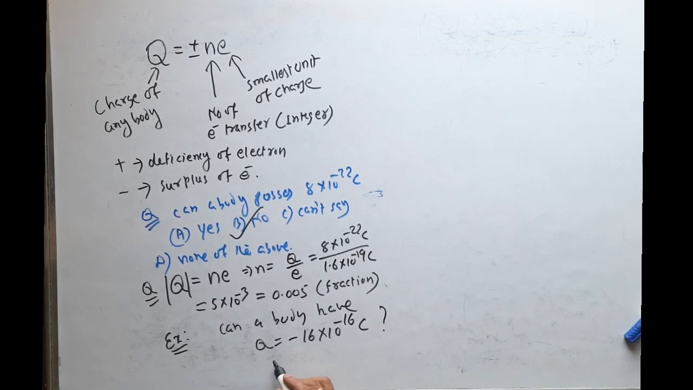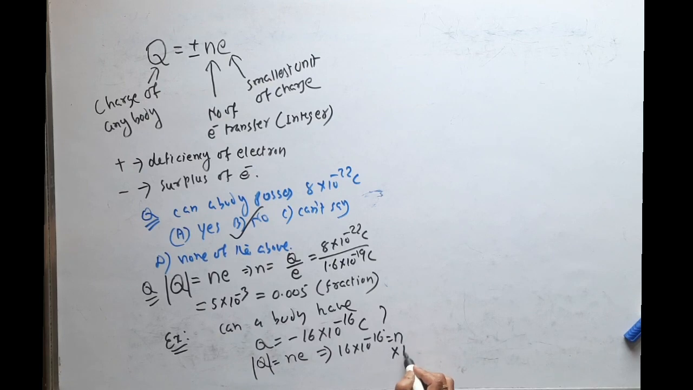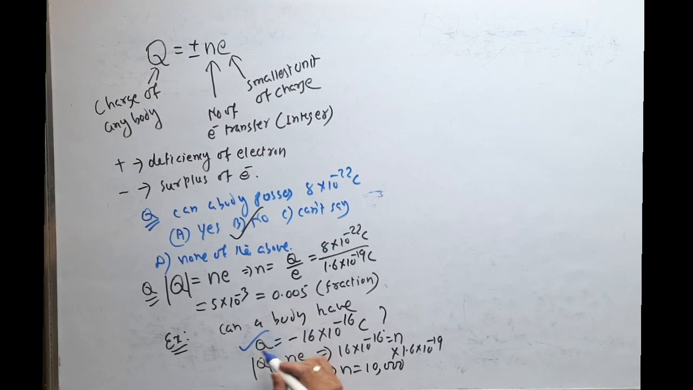Okay, I am solving. You know Q is equal to plus or minus Ne. If you take the magnitude, Q is simply Ne. So here the value of Q is 16 into 10 to the power minus 16, which is N into E, where E is 1.6 into 10 to the power minus 19. So divide this, you will get N equal to 10,000. So this 10,000 is a whole number or integer. In this case we can say a body can possess this amount of charge. So the answer is yes. Clear?